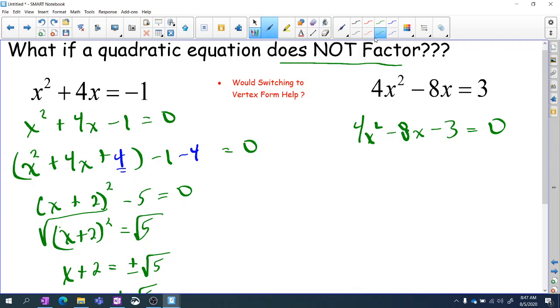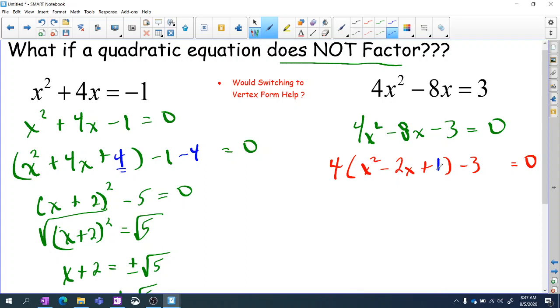Doesn't factor. All right, I'm going to go to completing the square then as my new strategy. Now this one's got a coefficient, so I'm going to factor it out. 4 times (x squared, take away 2x, plus or minus 3). Remember, we got to put a number there, so I'm just going to leave a bit of room. Equals 0. Take half of 2, which would be 1.